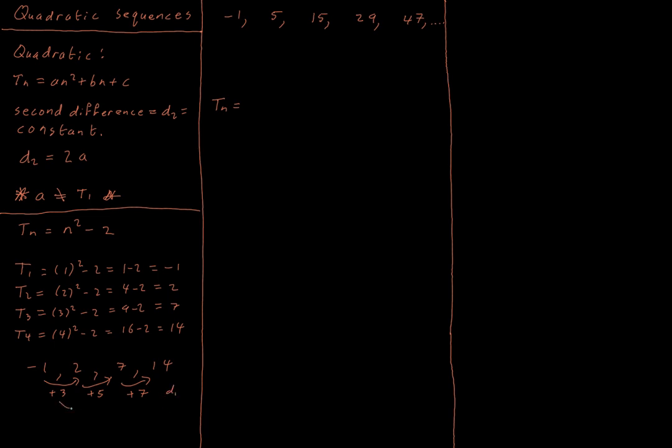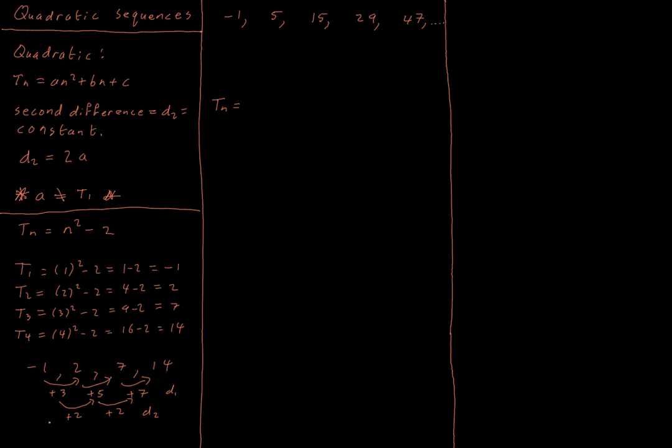But we now know for a quadratic pattern that the second difference, that is the difference of the differences, must be the same each time. And we can see here that it is. A difference of the differences, the difference is going up by 2 each time. So it is increasing by 2 each time. That means the second difference is constant. It's just plus 2.